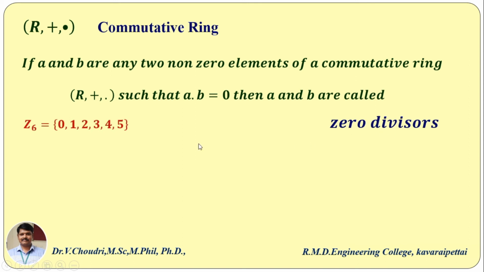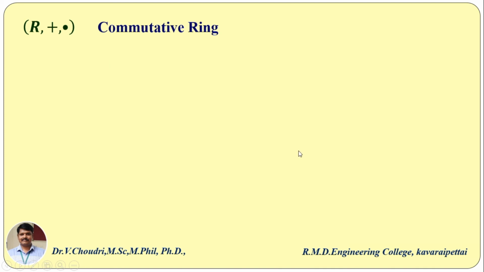See one example. I am taking Z6. Under modulo 6, we have the set of elements 0, 1, 2, 3, 4, 5. I am taking two non-zero elements 2 and 3. 2 is not equal to 0, 3 is not equal to 0. So 2 · 3 equals what? 6. But under modulo Z6, 6 becomes 0. So the product of two non-zero elements equals 0. That is called zero divisors.